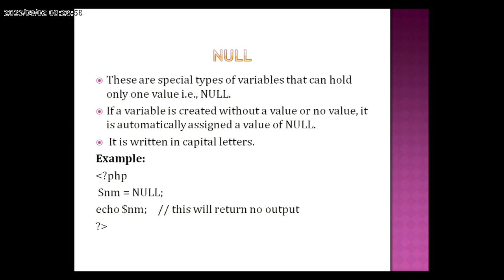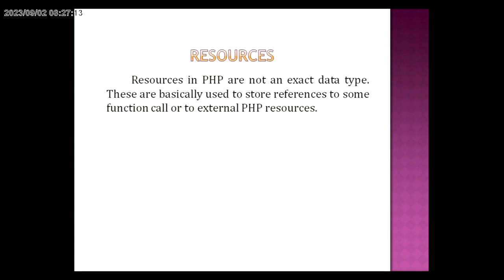So the null. These are special types of variables that can hold only one value, that is null. Null is nothing but 0. So it is created without a value or no value. We write it in capital letters. So this is the example of null.